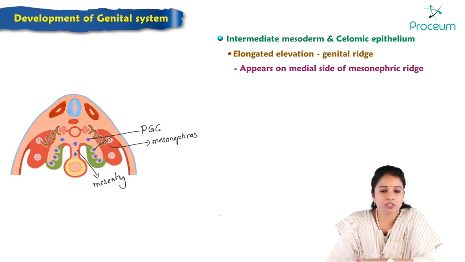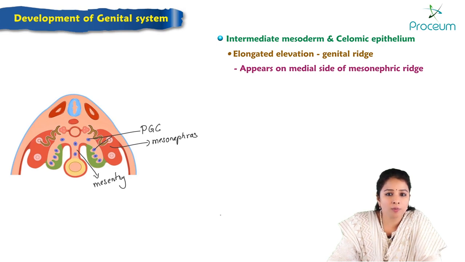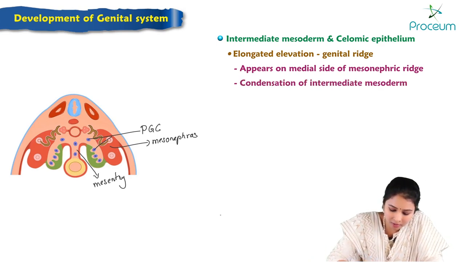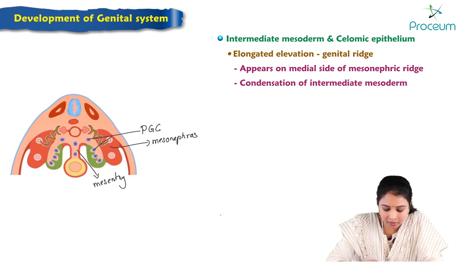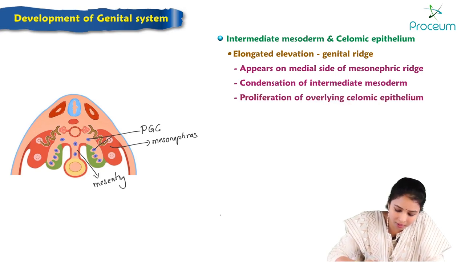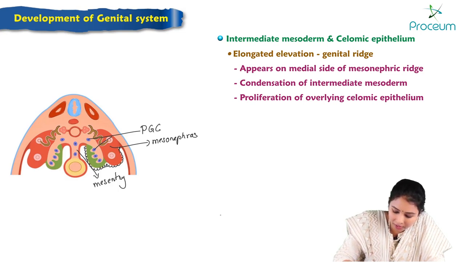In the transverse section, the genital ridge is formed by the condensation of intermediate mesoderm. So we can see the green colored area, the intermediate mesoderm, which now contains primordial germ cells. It is lined by the overlying coelomic epithelium. So the cavity covering this intermediate mesoderm is the coelomic epithelium, which is the epithelium of the intraembryonic coelom.